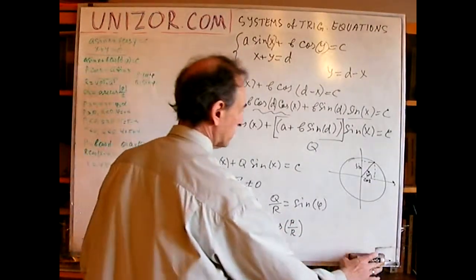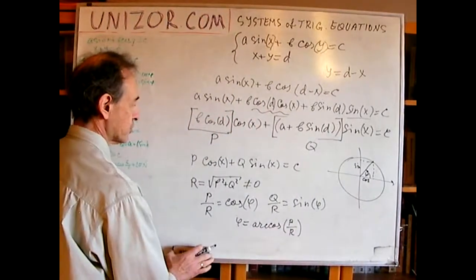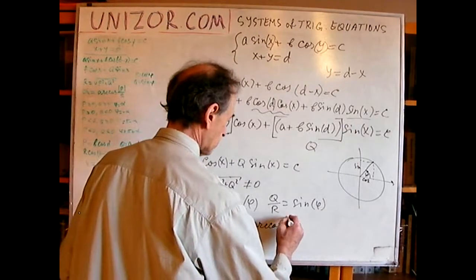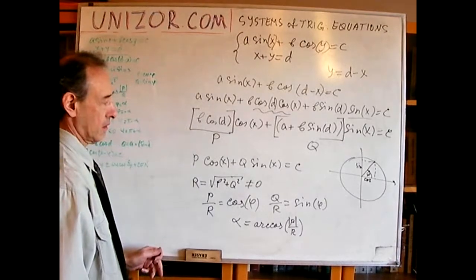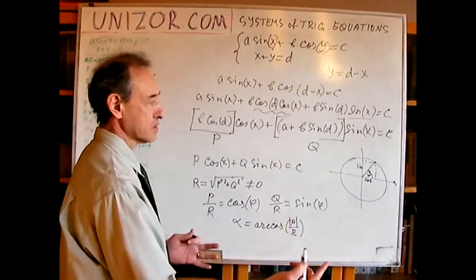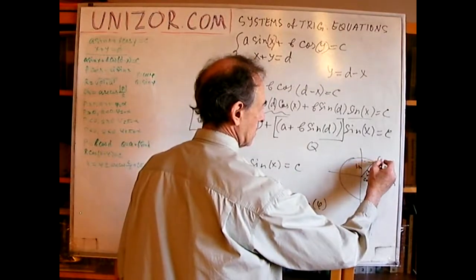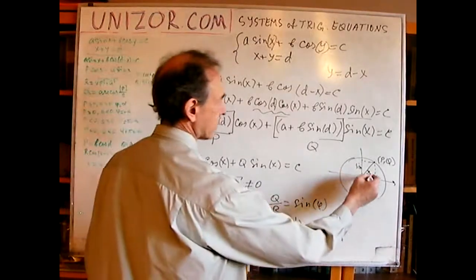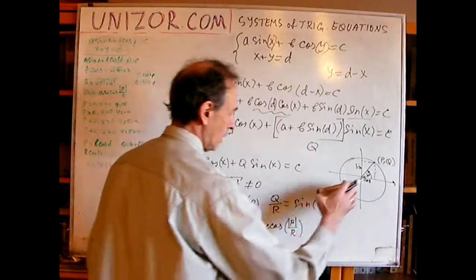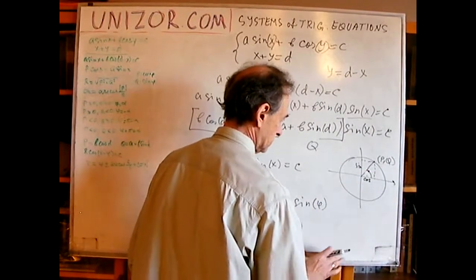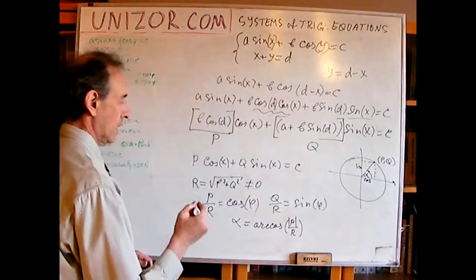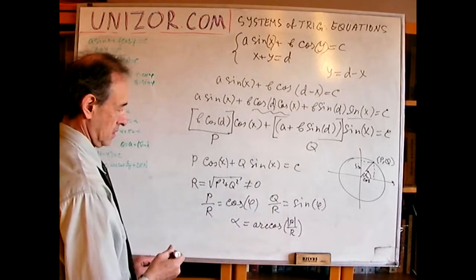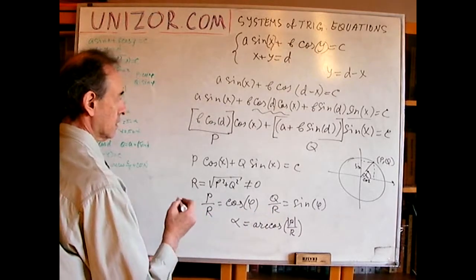Actually, you know what? Let me just invent one particular angle, alpha, which is arcsine of the absolute value of p over r. So absolute value is always positive. Okay? So I always have this angle alpha. So it's not phi, it's alpha. Now, angle phi is defined by these identities.